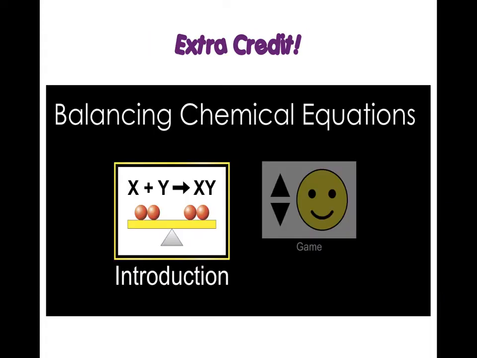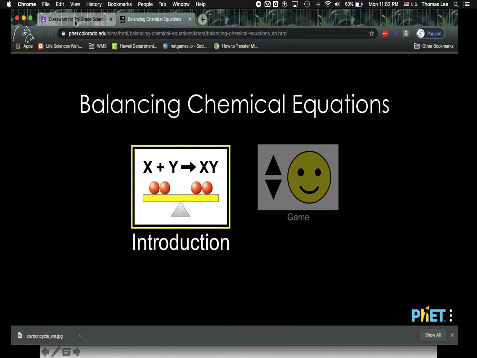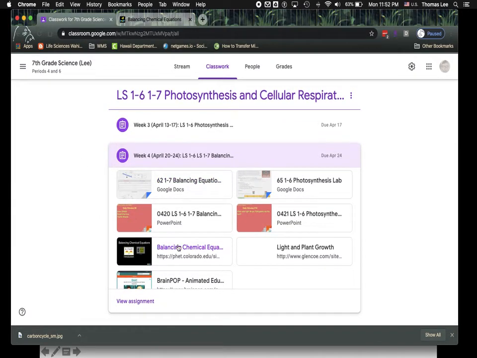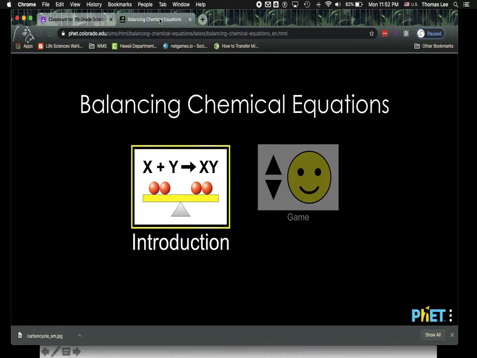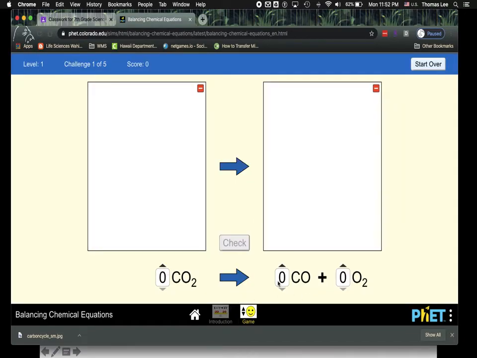For extra credit, please do the balancing equations website. So if you go to Google Classroom in week 4, there is a link here for the balancing equations website. You should remember this from first quarter. If you need to repractice again, you can repractice again. You can go to the game, and the challenge is to do all 3 levels.